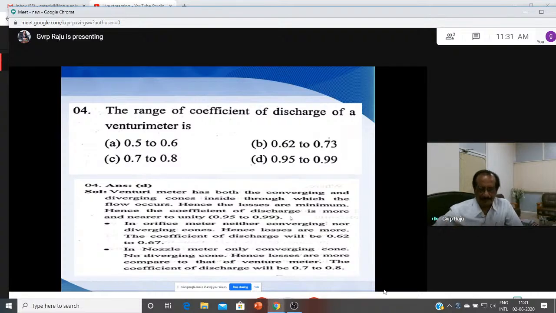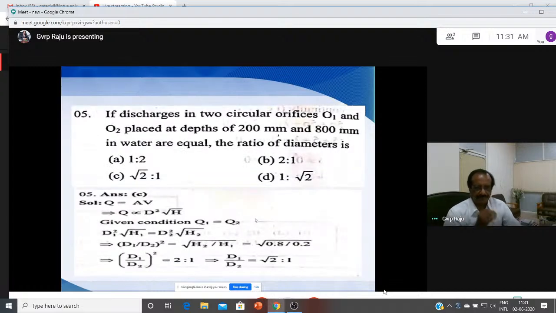In the orifice meter, we have a solid plate with a sudden change in cross-section area, so the losses are more. The coefficient of discharge will be 0.6 to 0.7, or 0.62 to 0.67. In the nozzle meter, there is only a converging cone, no diverging cone, the losses are more, and the coefficient of discharge for the nozzle meter is 0.7 to 0.8. Remember these two also, in addition to 0.95 to 0.99 for the Venturi meter. So the answer is D.